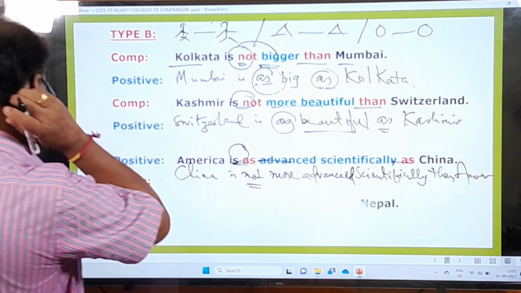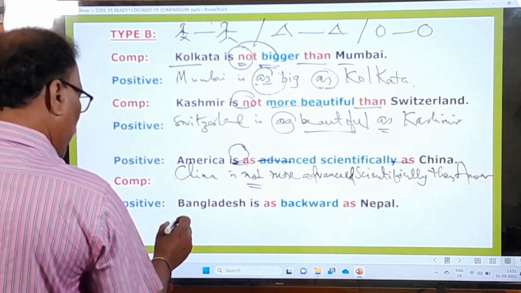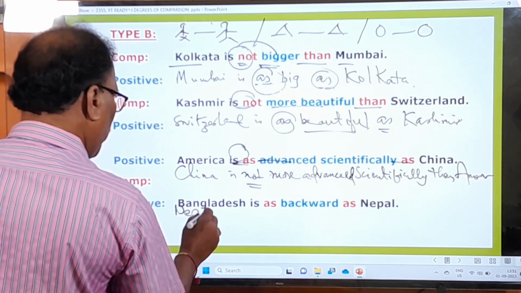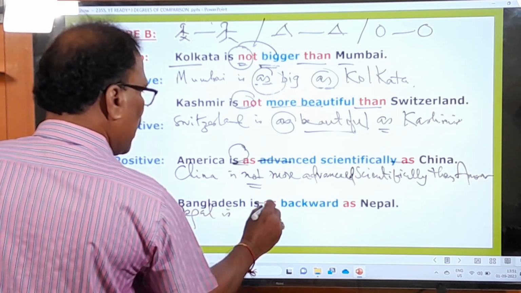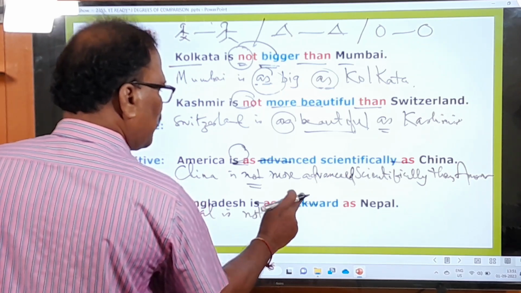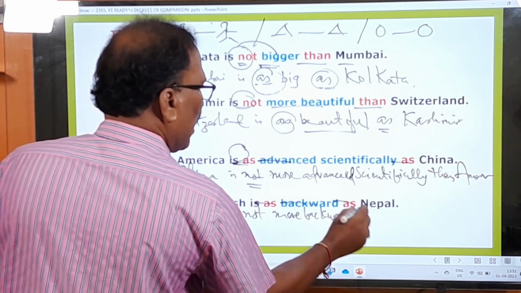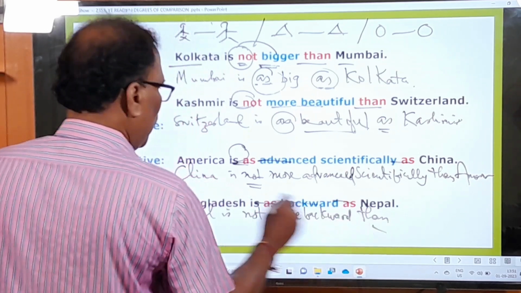Okay, solve positive degree. Bangladesh is as backward as Nepal. Okay, and you see that, what is that? Nepal is not backward, is positive degree adjective. Change it to comparative, more backward. As instead of as, than. This Bangladesh.